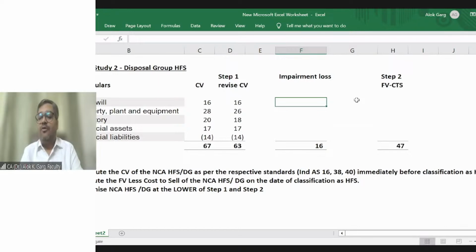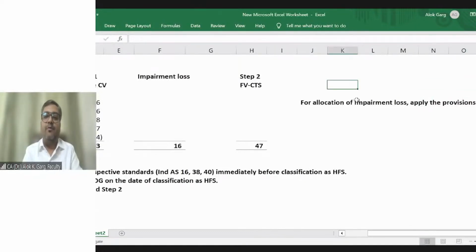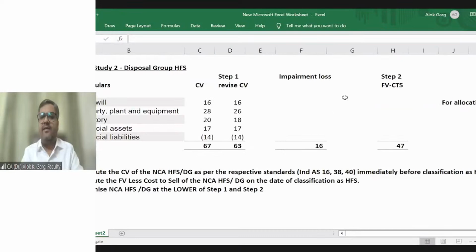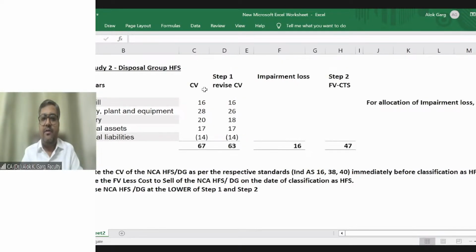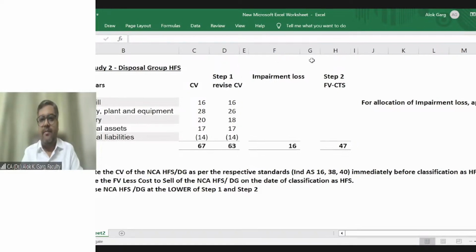Now, how to allocate this impairment loss? Please help me out. It says that for allocation of impairment loss, please apply the provision of Ind AS 36. You have confirmed that you are already aware of Ind AS 36, that you attended the Ind AS 36 session just last week. We know what is meant by CGU, and we know how to allocate the impairment loss for a cash generating unit. So now I am asking, please let me know how to allocate the impairment loss.